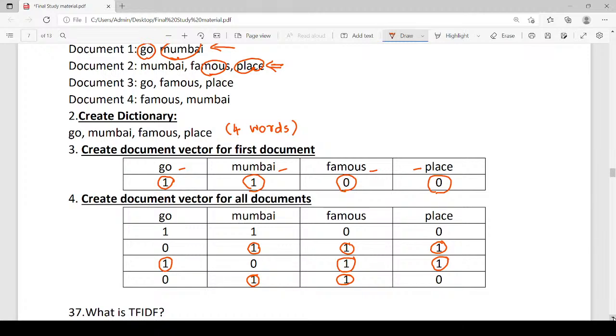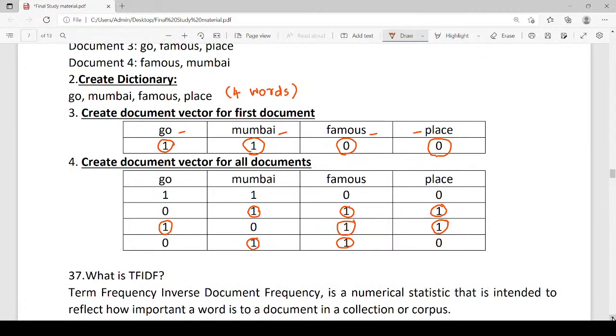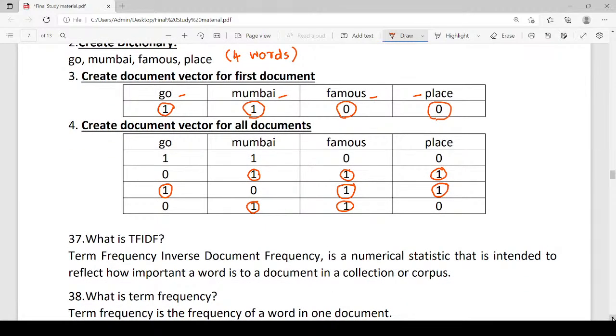The full form of TF-IDF is term frequency inverse document frequency. So now here TF-IDF is a numerical statistic that is intended to reflect how important a word is to the document. What is the important word in the document? What is the word which has the highest value in the document? In order to find that, we make use of this algorithm TF-IDF, term frequency inverse document frequency.